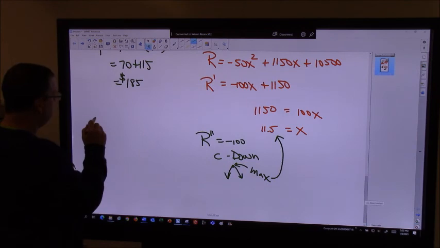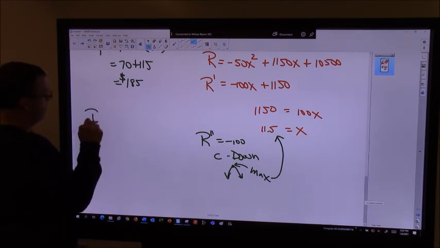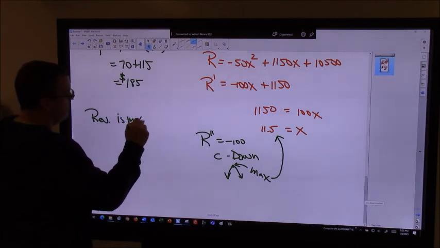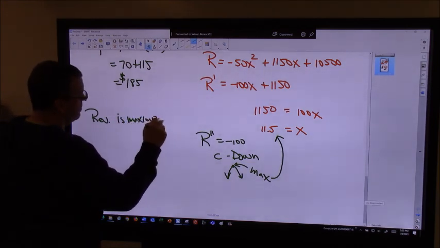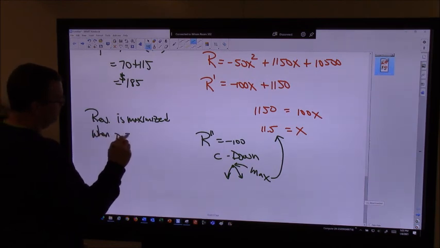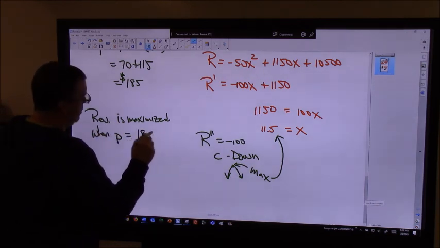Okay. So revenue is maximized when the price equals $185.